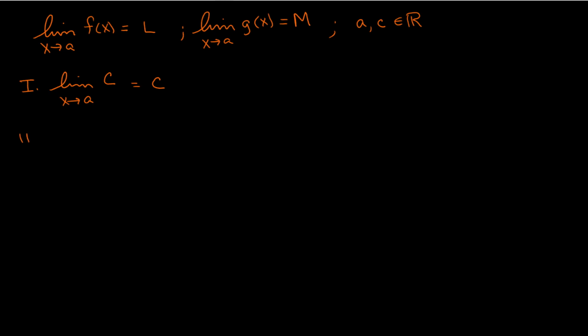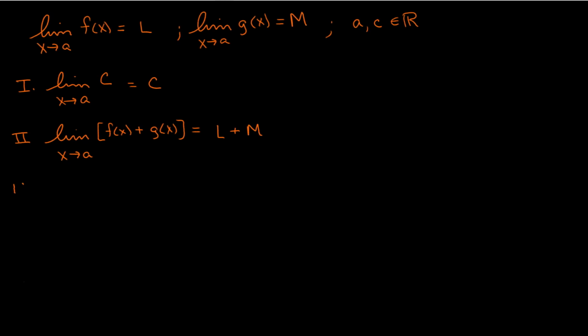The second property dealt with a situation where you have two functions being added together. So if you have f of x plus g of x, what's going to wind up happening here, if you'll recall, we first evaluated the limit with respect to f of x, and we got L. Then we evaluated the limit of g of x, and we get M. So if you have two functions being added together, you just add together the resulting limits.